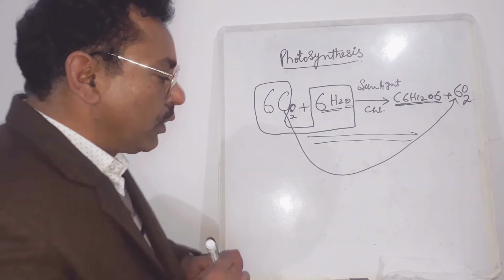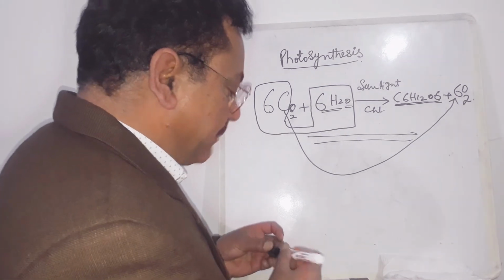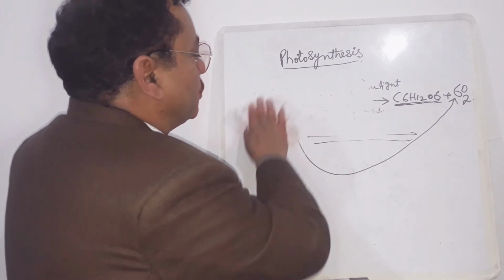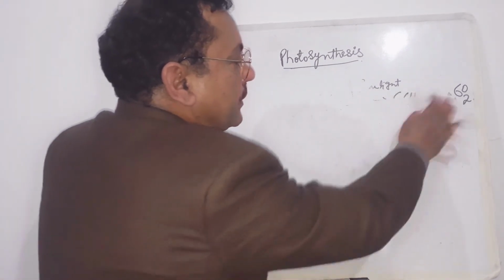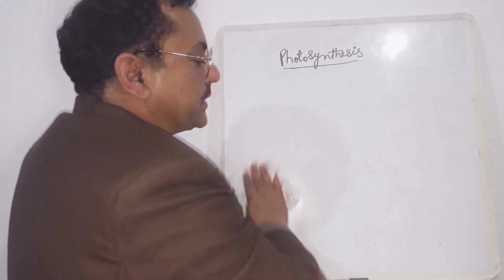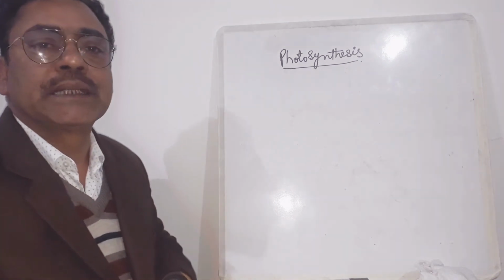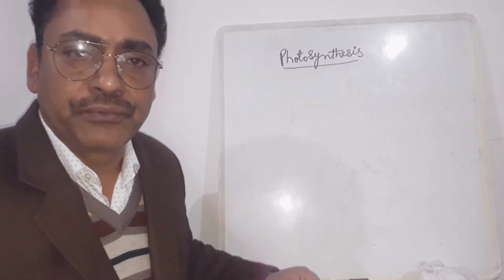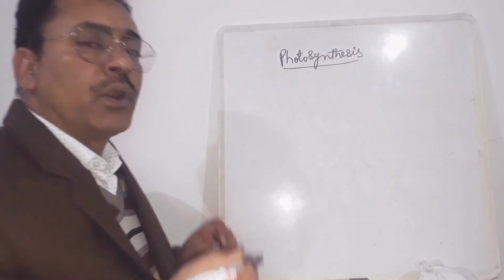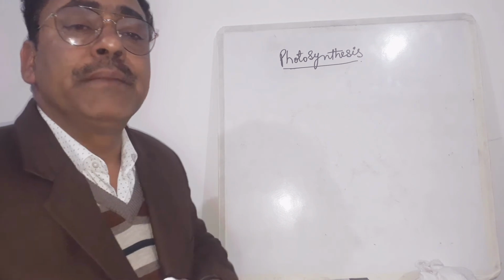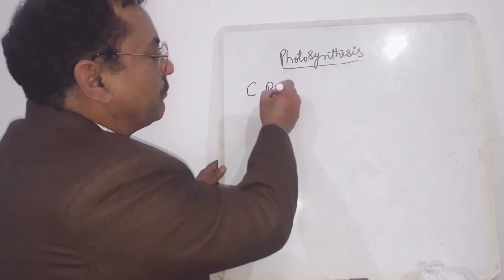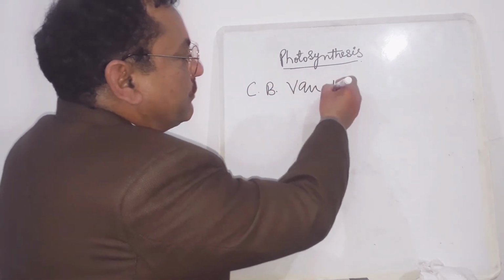It was C.B. van Niel, a bacteriologist, who observed that some photosynthetic bacteria manufacture their own organic food in the presence of light and in the presence of bacterial chlorophyll. And he was working with a photoautotrophic bacterium, namely Chromatium venosum. So we will take here C.B. van Niel.